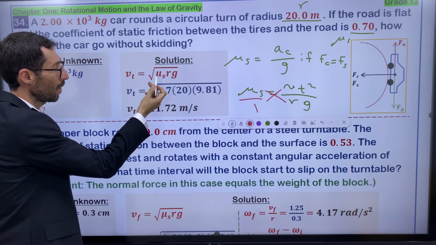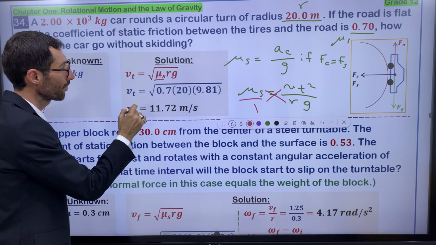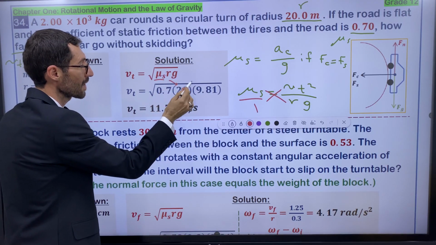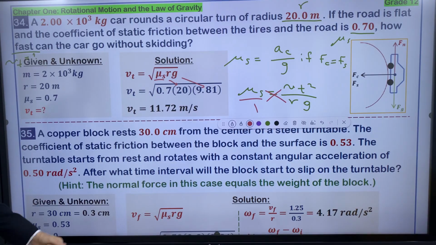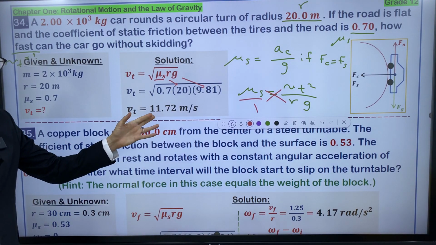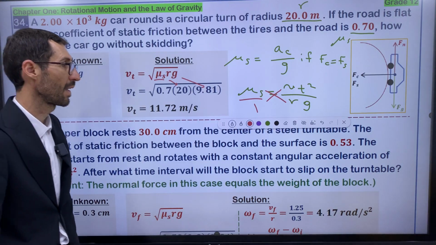So that's it. Mu s is equal to 0.7, R is equal to 20, G is equal to 9.81, and you can find the answer, which is equal to 11.72 meters per second. That's it.